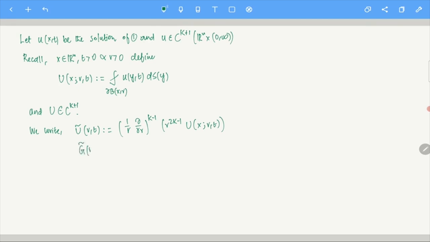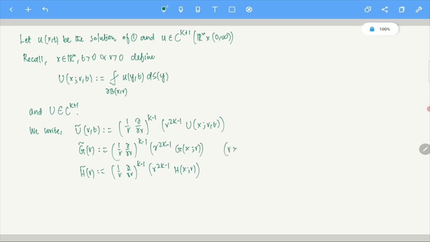And of course, G tilde of r is defined by (1/r ∂/∂r)^(k-1) of r^(2k-1) and the capital G of x, r. Again, this is exactly the same thing in a higher dimensional analog. For k equals 1, it is basically r times G. Similarly, you can define H tilde of r as (1/r ∂/∂r)^(k-1) of r^(2k-1) H of x, r. Here r is positive and t is greater than or equal to 0, that is given.